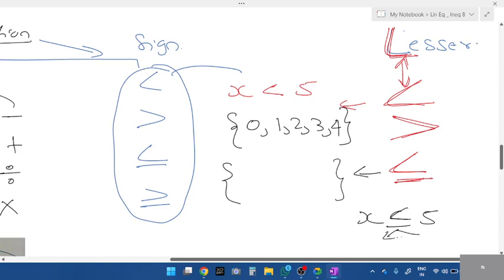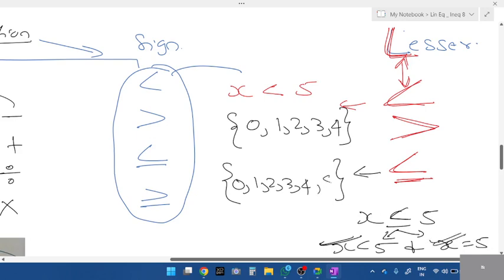This is actually two conditions put together: x is less than 5 and x is equal to 5. This is the meaning. So what do you get? Less than 5: 0, 1, 2, 3 and 4. This is done. x is equal to 5, so we should also consider what number? We should also consider 5. This is the answer. The same goes with greater than equal to.